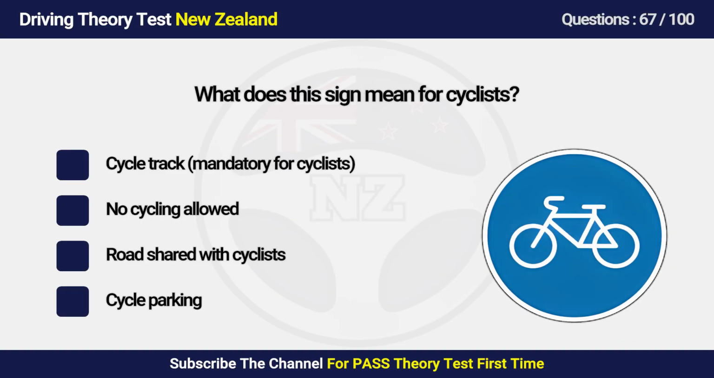Question 67. What does this sign mean for cyclists? A, cycle track mandatory for cyclists. B, no cycling allowed. C, road shared with cyclists. D, cycle parking.